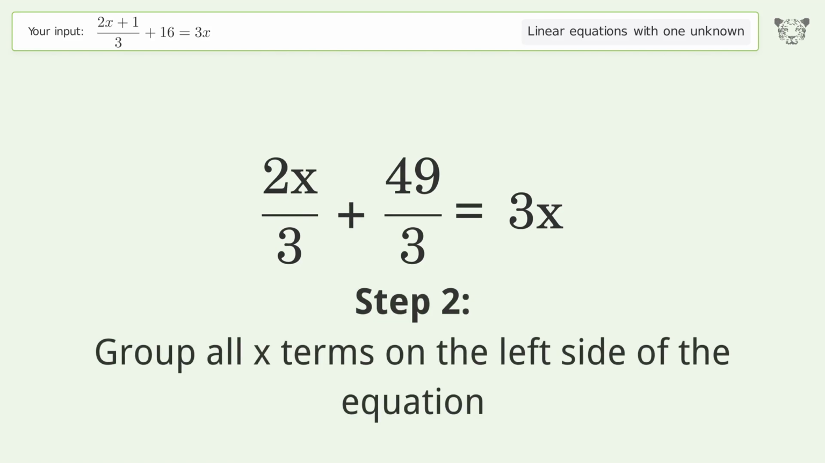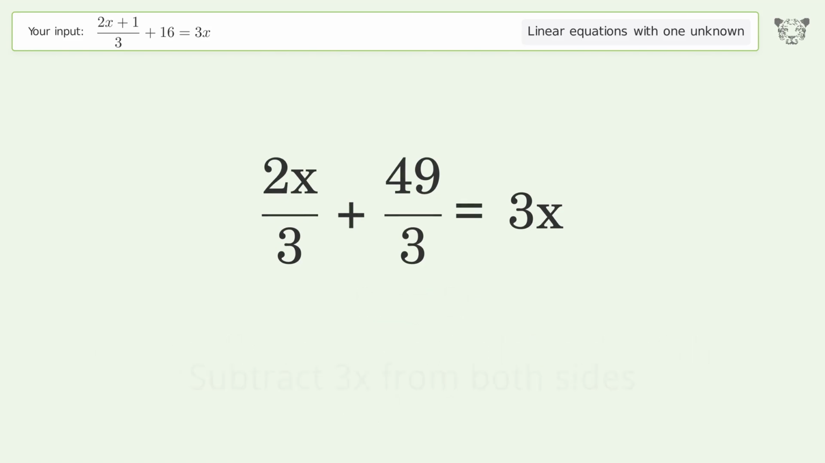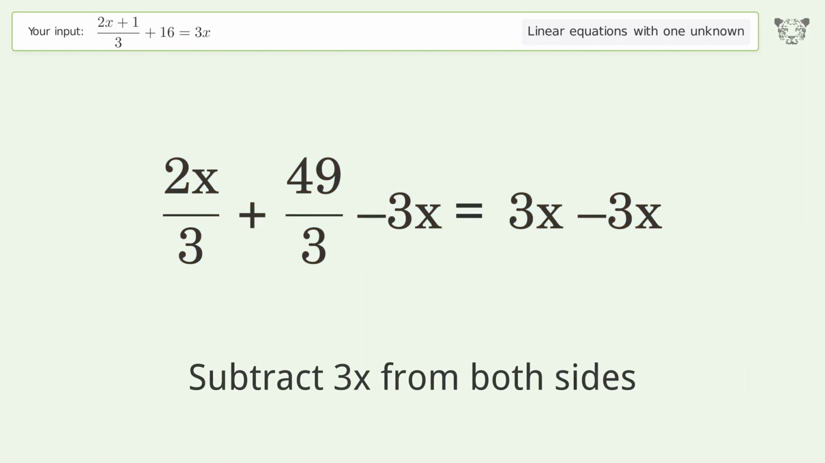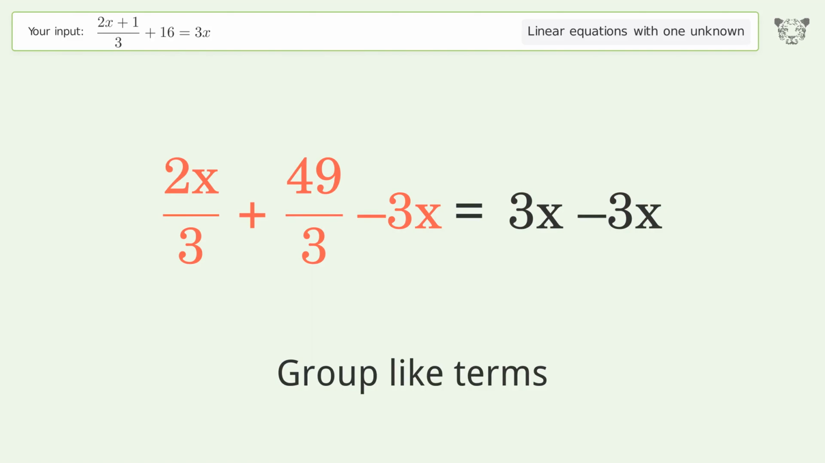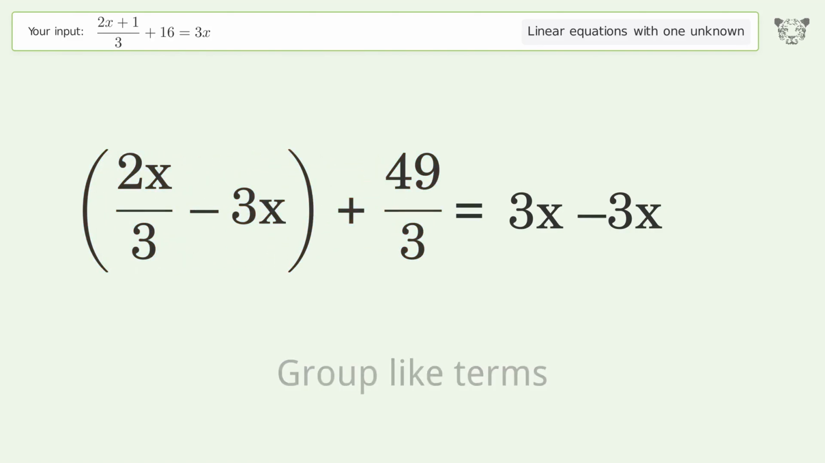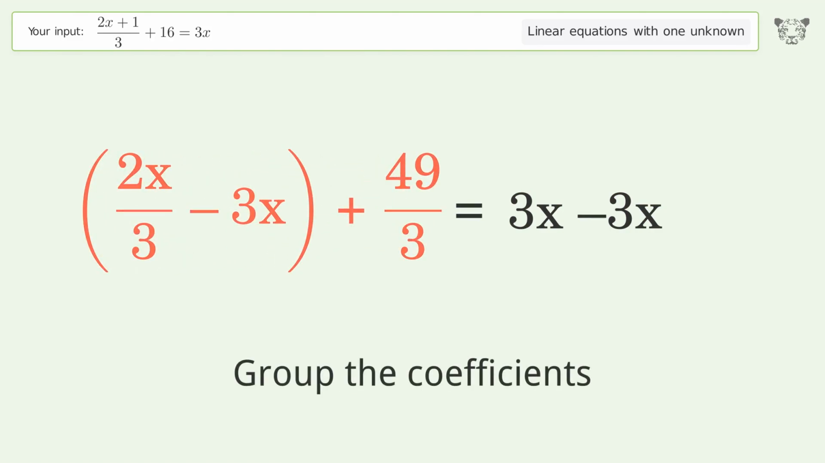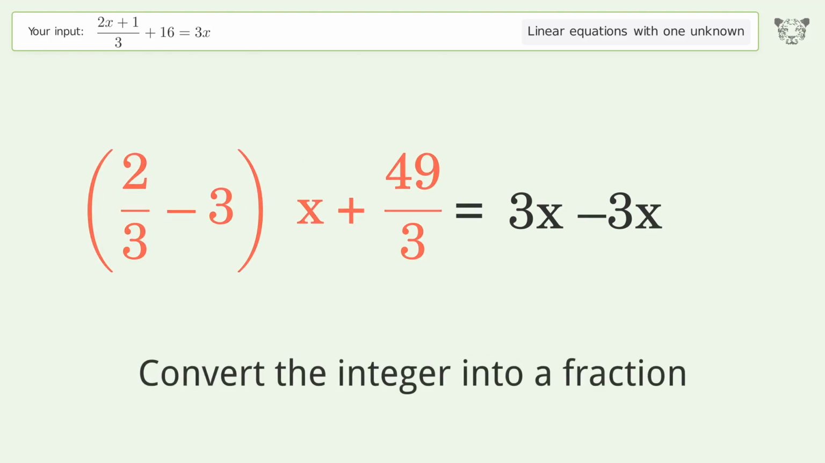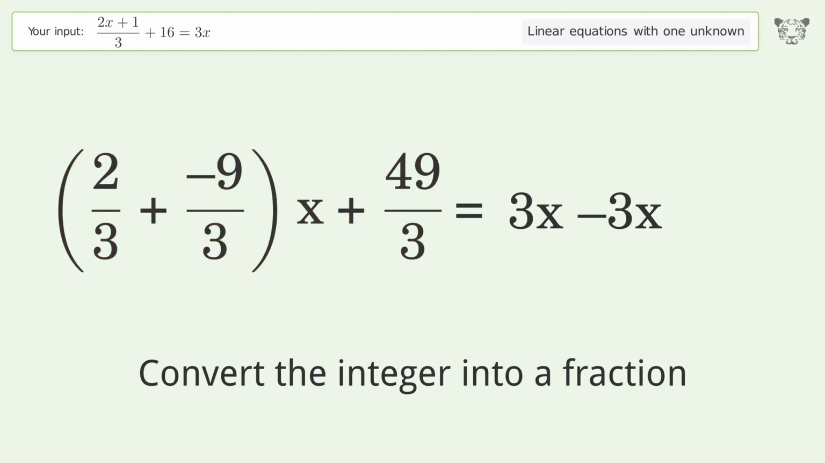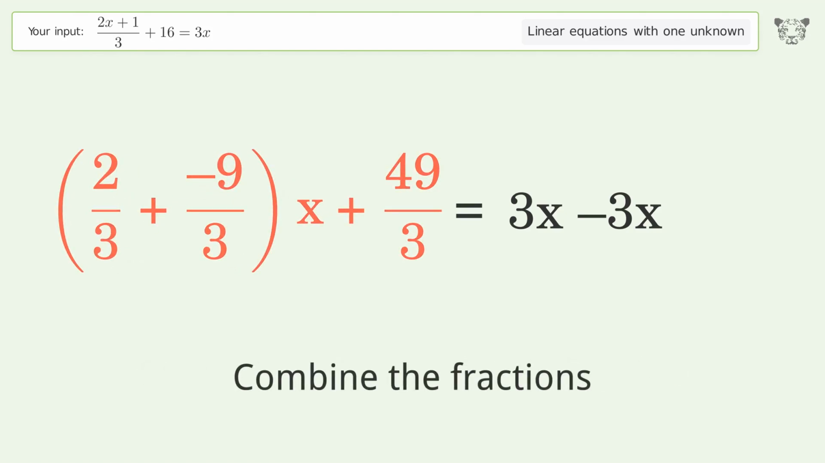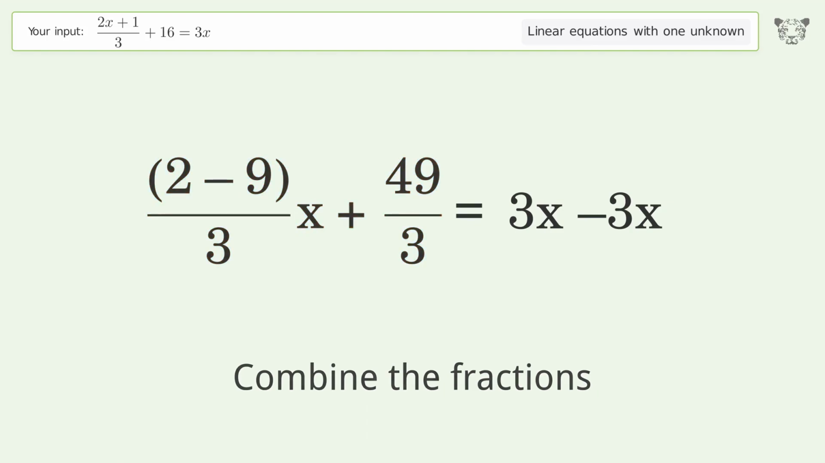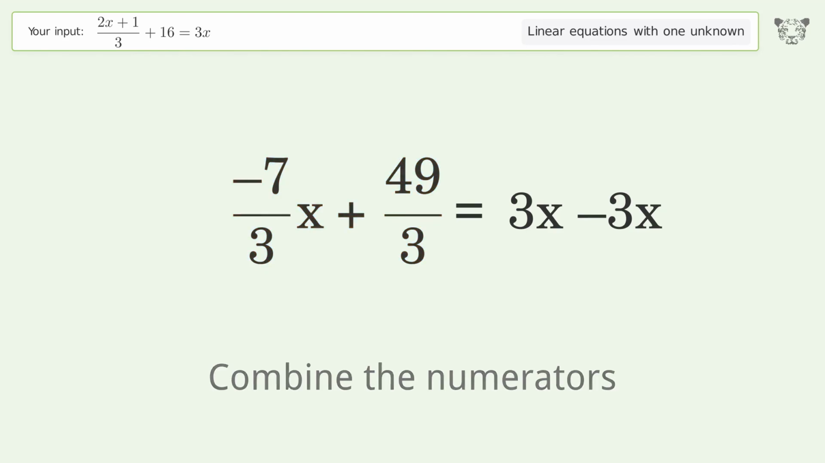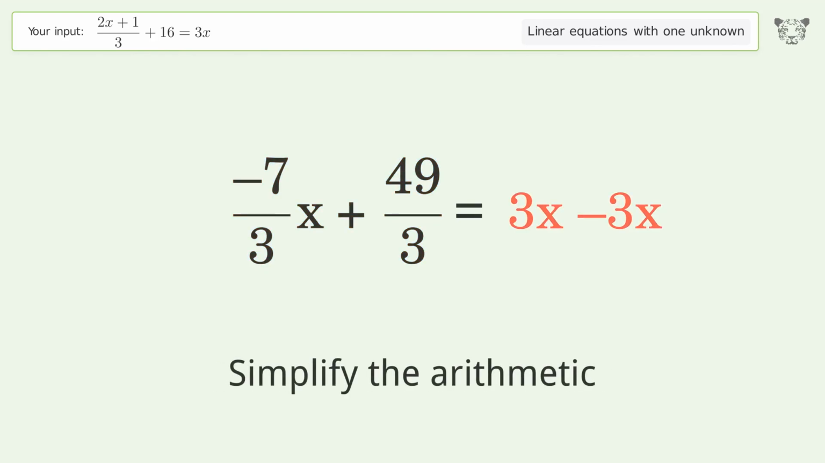Group all x terms on the left side of the equation. Subtract 3x from both sides. Group like terms. Group the coefficients. Convert the integer into a fraction. Combine the fractions. Combine the numerators. Simplify the arithmetic.